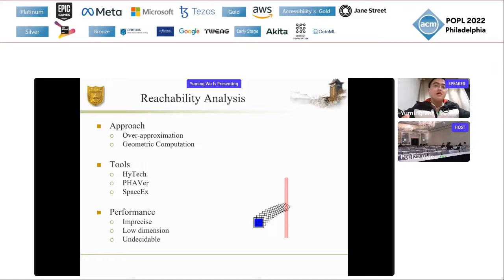Classical reachability analysis methods and tools such as HyTech, Flow*, and SpaceEx are usually based on over-approximation and geometric computation, but these methods are imprecise, sensitive to the number of continuous variables, and not guaranteed to terminate.